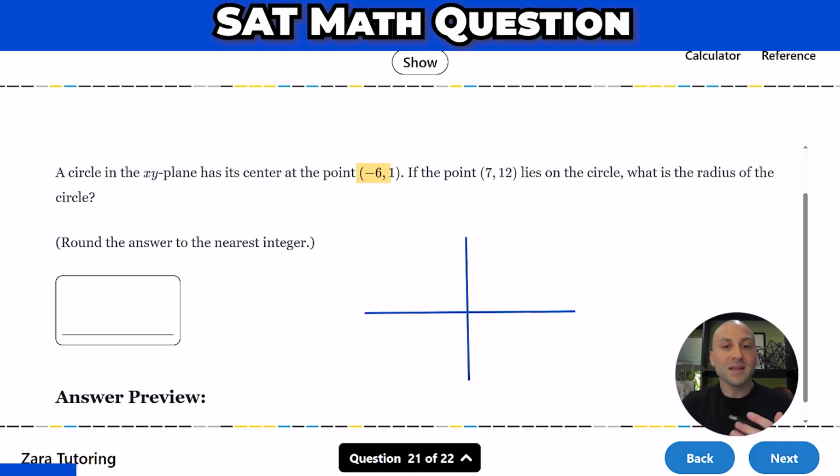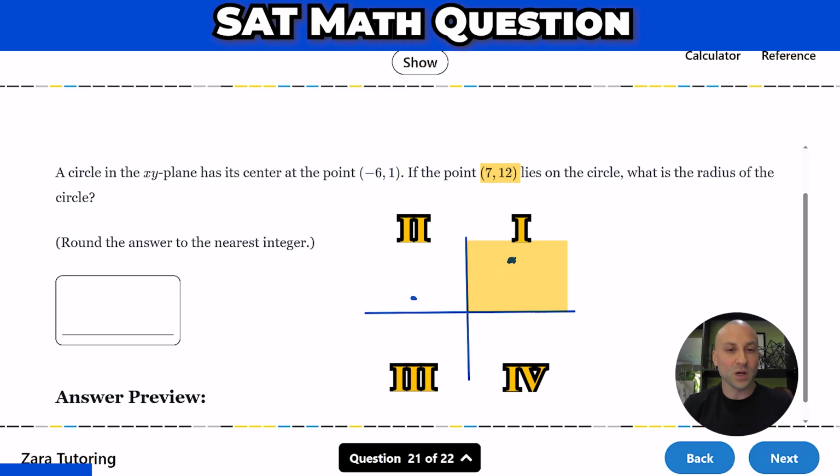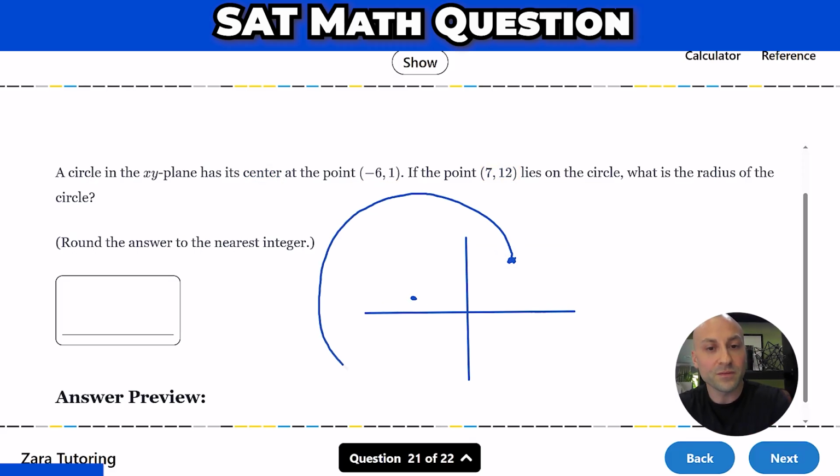So let's plot -6,1 in the second quadrant and 7,12 in the first quadrant. Doesn't have to be extremely accurate. I'm just putting them in their respective quadrants. And then we know that -6,1 is the center. So I'm going to go ahead and do a sketch of my circle revolving around that center point. Your circle probably looks a little bit better than mine, so no judgment there.